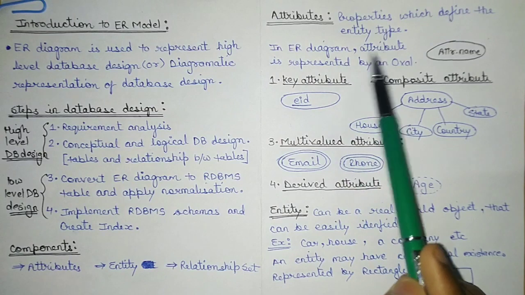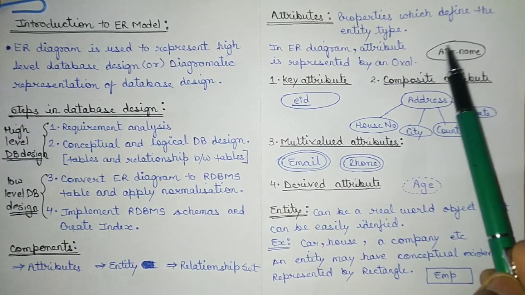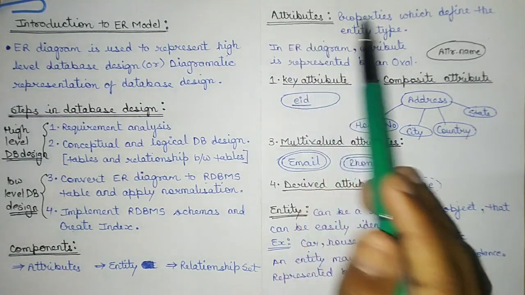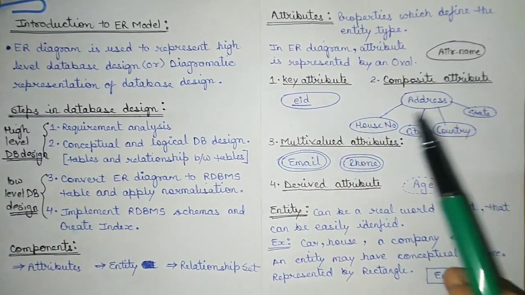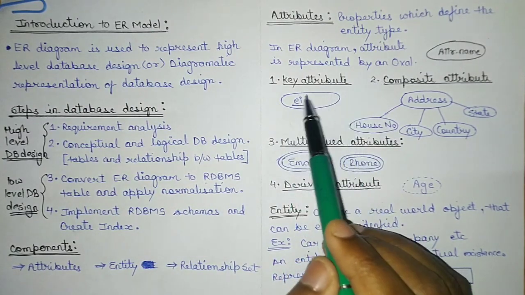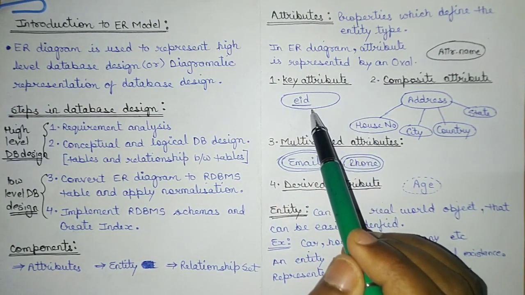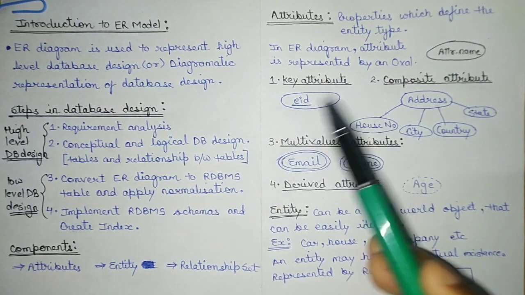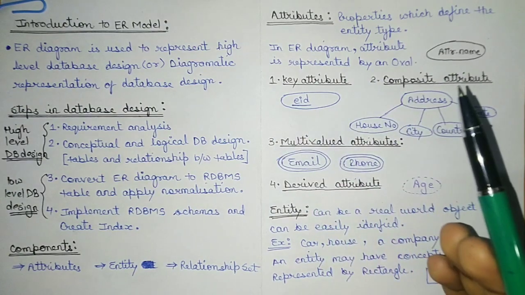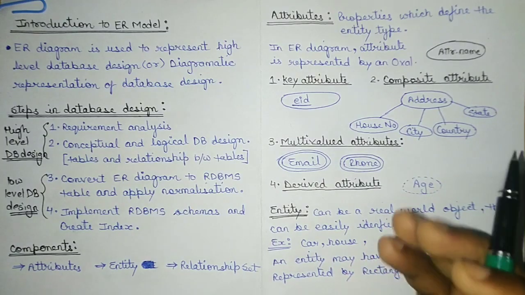So in ER diagram, this attribute is represented by an oval, or you can call it an ellipse. So this is the representation of the attribute name, right? These attributes are of 4 different types. What are those? One is key attributes. If the name written inside this particular oval is underlined, that is known as the key attribute, and this key attribute is used to uniquely identify the records of a table.